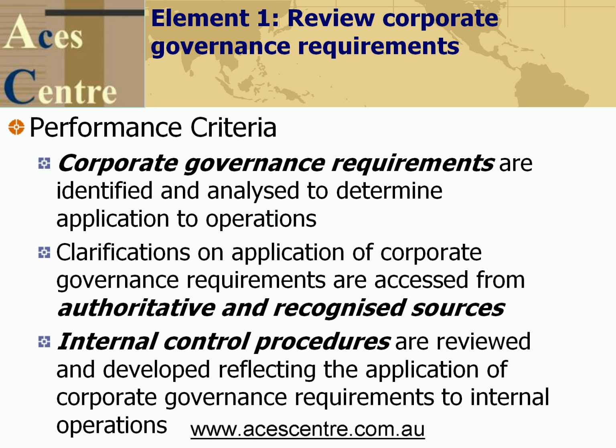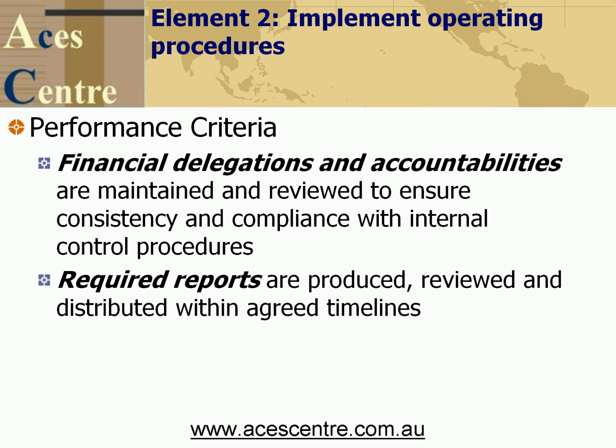Element 1. Review corporate governance requirements. This will assess the following performance criteria. Corporate governance requirements are identified and analysed to determine application to operations. Clarifications on application of corporate governance requirements are assessed from authoritative and recognised sources. Internal control procedures are reviewed and developed, reflecting the application of corporate governance requirements to internal operations.